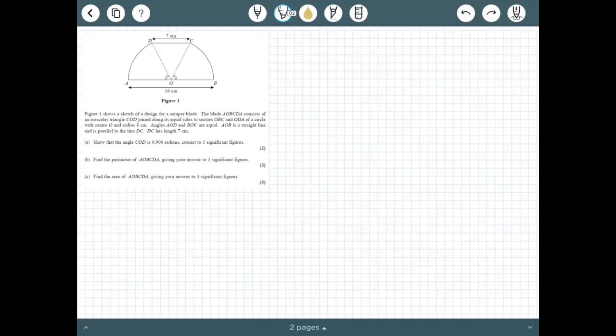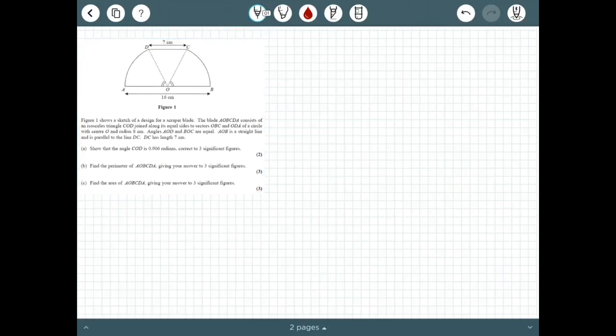Now we know that AOD and BOC are equal. So we know, looking at this information, that this sector here is equal to this sector here. Obviously I haven't drawn that perfectly, but hopefully you get the idea. Now we also know that DC here has a length of 7 centimeters. Given that these are sectors of radius 8, we know therefore that this line here is also 8 and this line here is also 8.